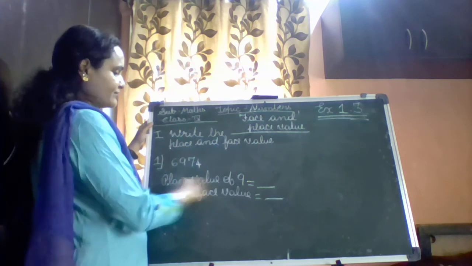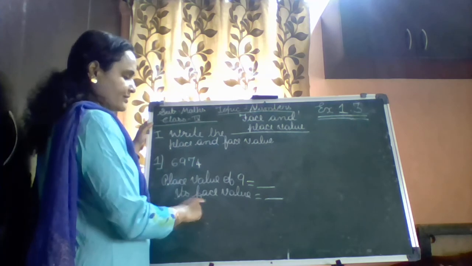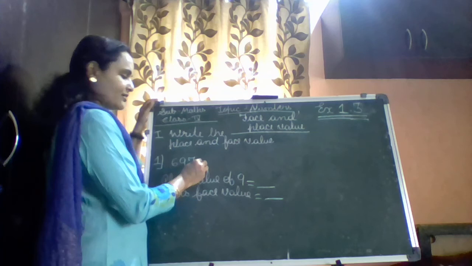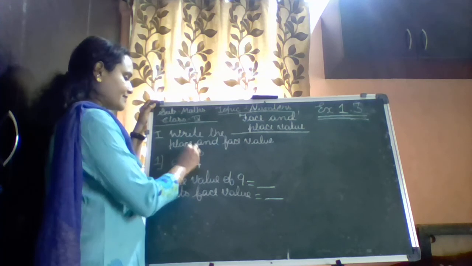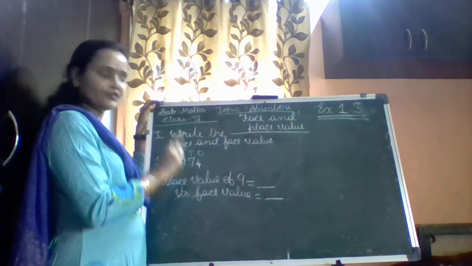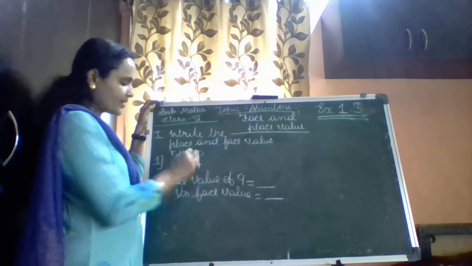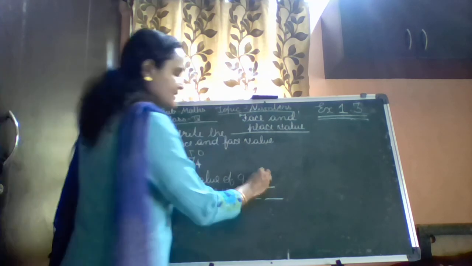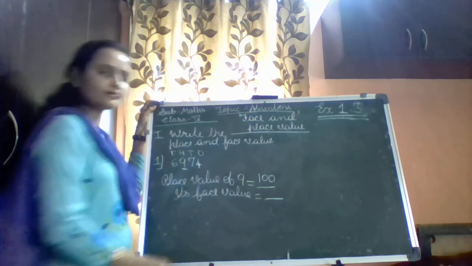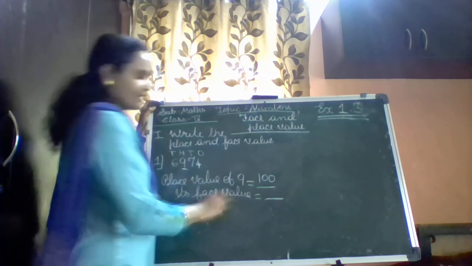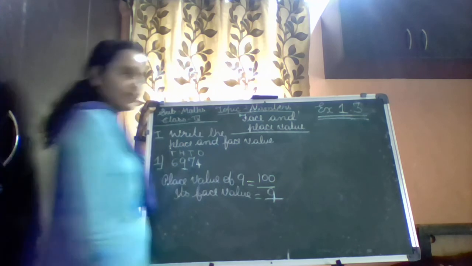So you have to write the place value and the face value. For place value, you write the places of the numbers: ones, tens, hundreds and thousand. They are asking about 9. You have to give only for the 9. This one. Okay. So the 9 is in hundreds. So the place value of 9 is 100. And its face value will be the same number itself. So the face value will be 9.